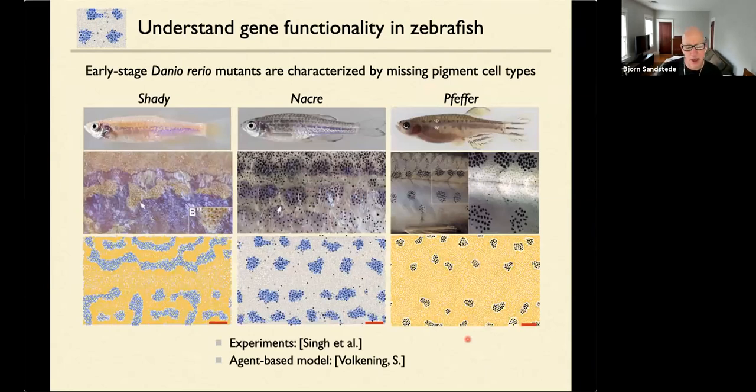And so here are just 3 of the mutants that people have looked at. These are early stage mutations that are essentially characterized by missing pigment cell types. Each of these mutations, shady, nacre, and pfeffer, lacks one of the 3 cell types that I outlined before. And then we see that the stripe patterns are no longer present. You either see these labyrinthine patterns for shady, and then you see spots for pfeffer and for nacre. And you still see some kind of directionality. They're still somewhat aligned along stripes, but the stripe pattern by itself is broken up.